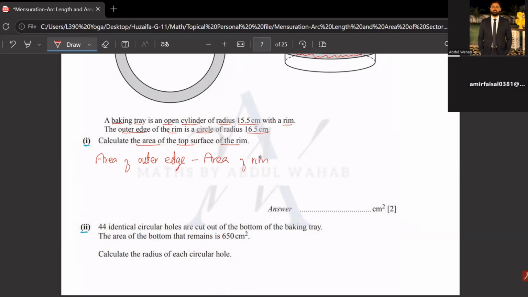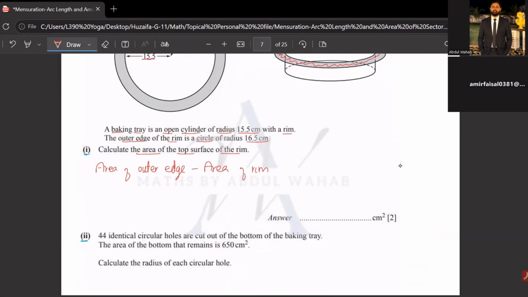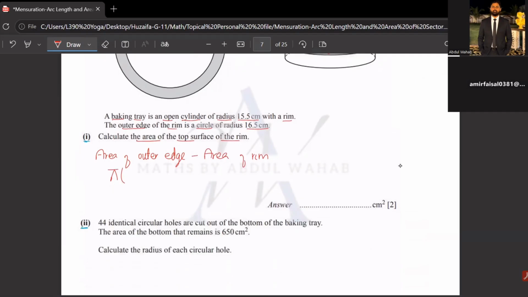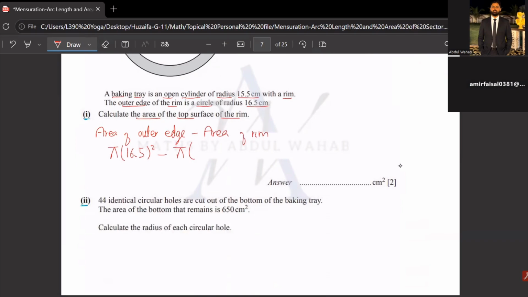So for the area, it's a circle, so we have the formula pi r square. We just use pi r square for the outer edge, where we have the radius 16.5. Take out the calculator and tell me the answer. Minus pi r square, and it has 15.5 square. Now tell me the answer.